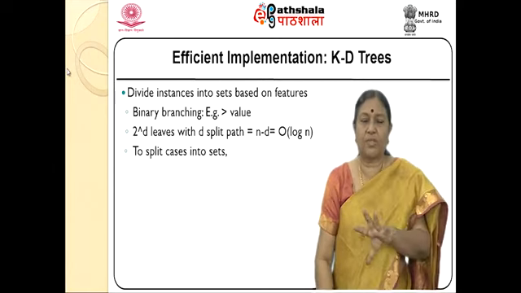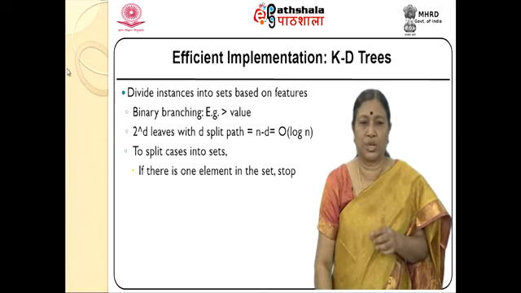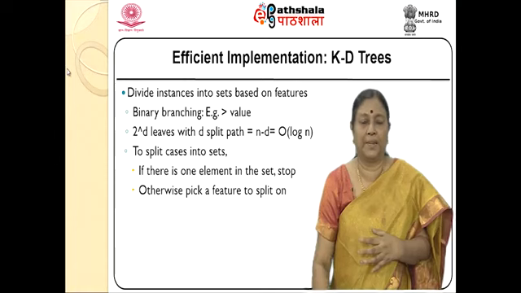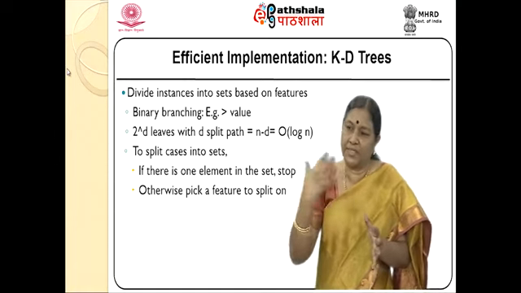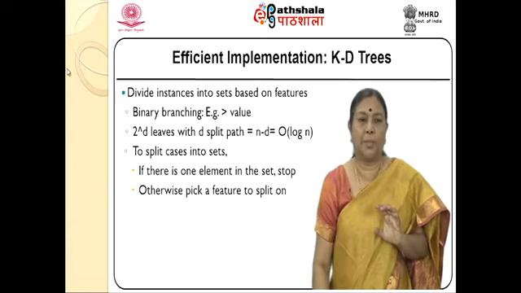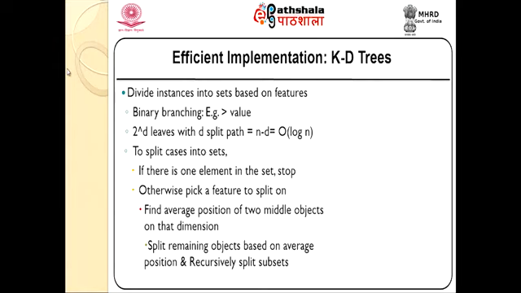To split cases into sets, you keep going until there is only one element in the set, and then you stop. Otherwise, pick a feature to split on; you keep on picking features, so if you have more features, you split further. This is somewhat like another method which we will be using later, I am not talking about it now, but this is just to reduce the time complexity. So, you find the average position of the two middle objects on that dimension, and then you use that to find out whether the query can fit in, that is, come near as a neighbor. Split the remaining objects based on the average position and keep recursively splitting these subsets until you get single instances.